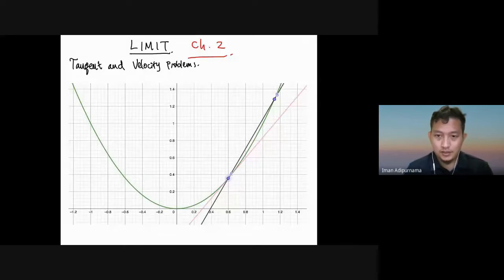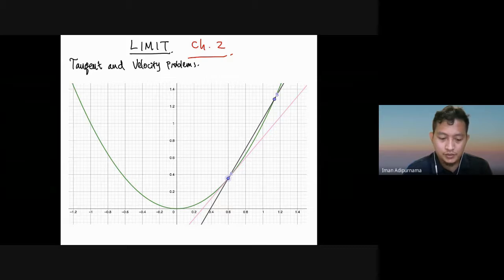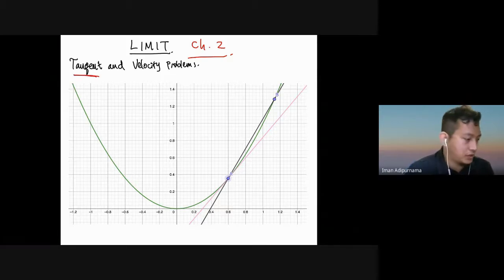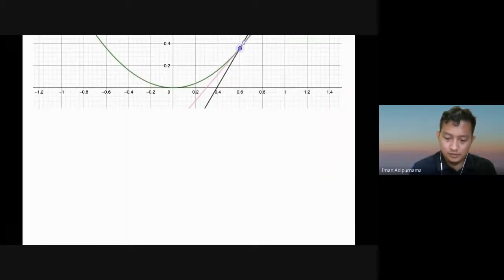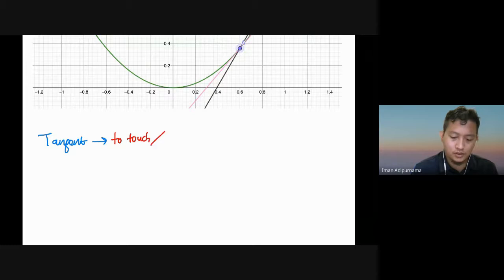Now this is the tangent and velocity problem. So first we need to see the definition of the tangent. Tangent means to touch, or touching.